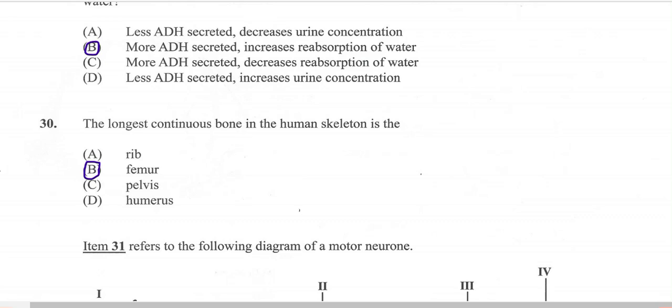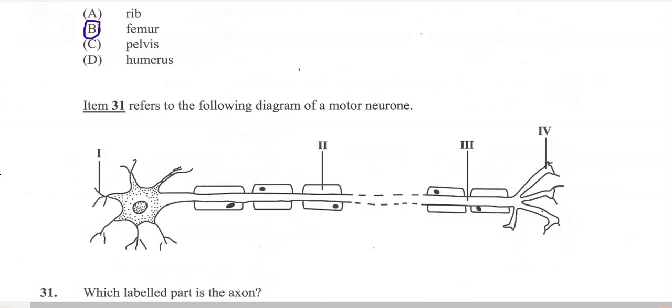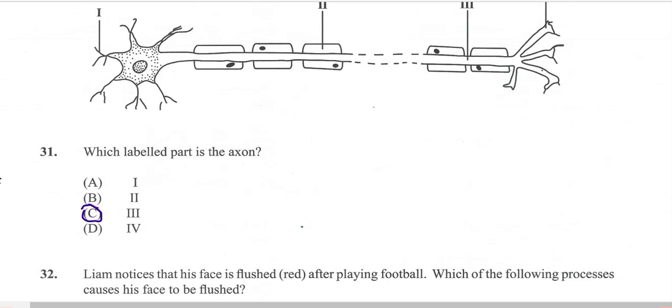The pelvic bone is definitely not, and the humerus there in the upper arm is not the longest bone. So of course B is our answer for question number 30. We move on to question 31, which refers to the following diagram of a motor neuron, and it wants us to identify the axon, and of course the axon is going to be 3. So here our answer is going to be C for 31.